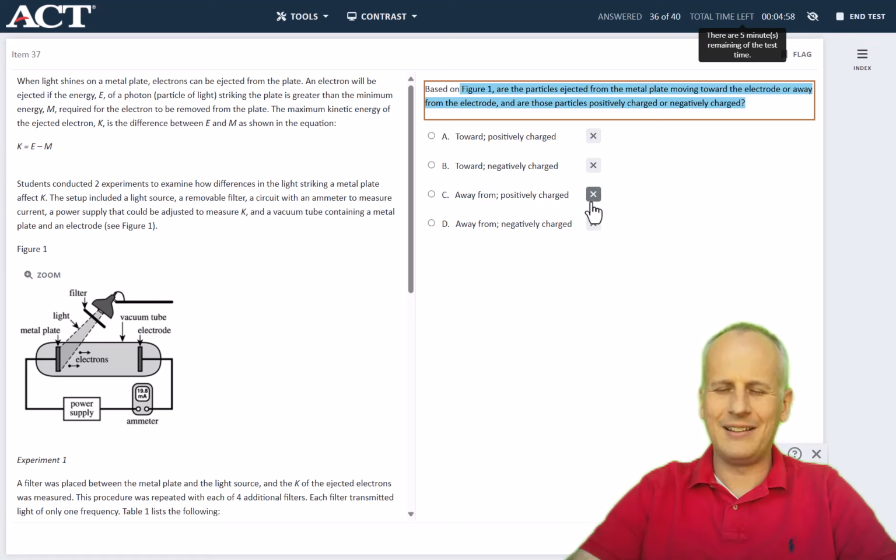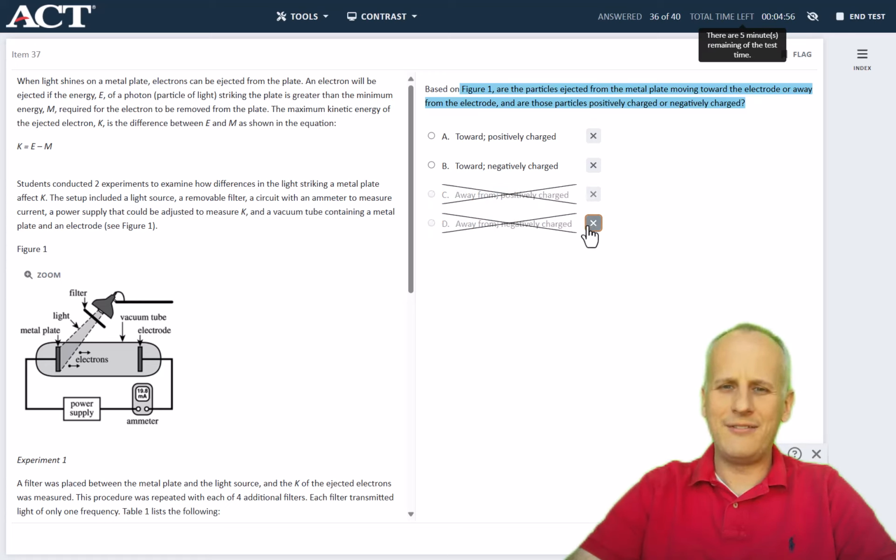we can eliminate the ones that say away from the electrode, and you'll note there's a little timer alert that pops up in 5 minutes. It's a good way to know if you just have to make sure that you put an answer for everything, but at this point we're probably okay.